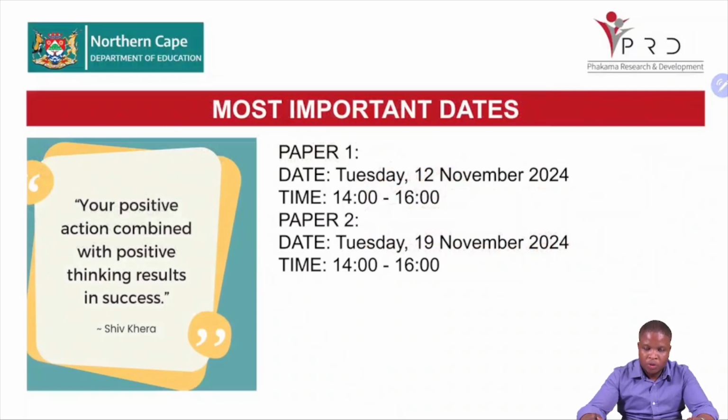So these are our most important dates for economics. Reminder, you are writing paper 1 on the 12th of November in the afternoon, and paper 2 on the 19th, which is also an afternoon paper. Remember, you need to stay positive. Also, you need to revise and stay ready so you are able to get the mark that you have planned to get. Remember, you need to set yourself a target.